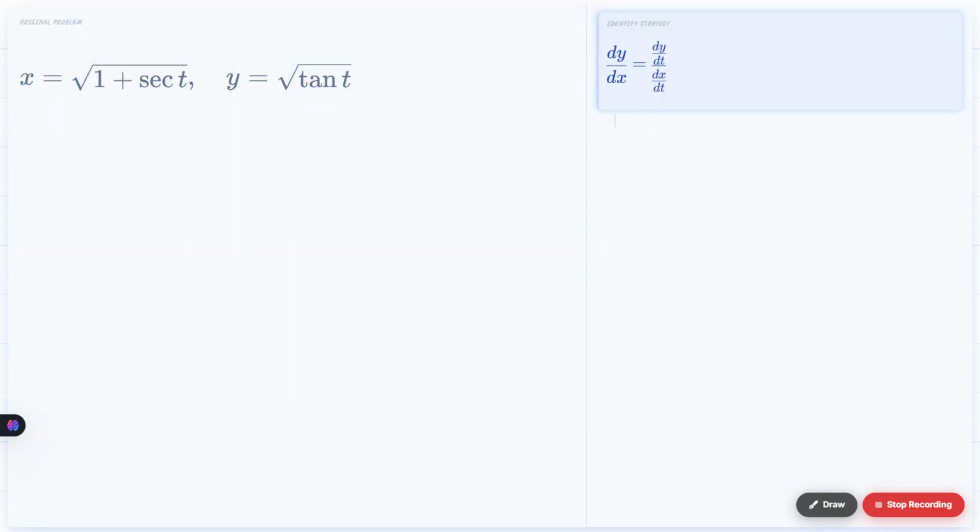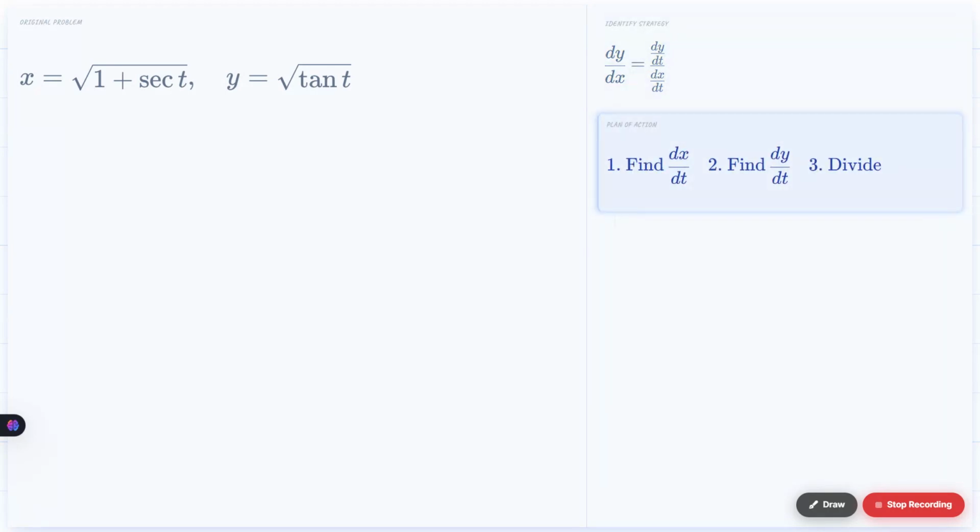We choose to use a special rule for dy divided by dx. We do this to find how y changes when x changes. This rule says dy divided by dx is equal to dy divided by dt divided by dx divided by dt.